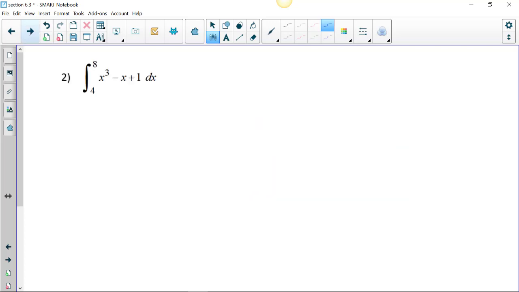All right. Okay, so let's do another one. I want to find the definite integral from 4 to 8 of this function. First thing is I need the antiderivative. So we use our antiderivative rules, or basically our reverse power rule for the most part.